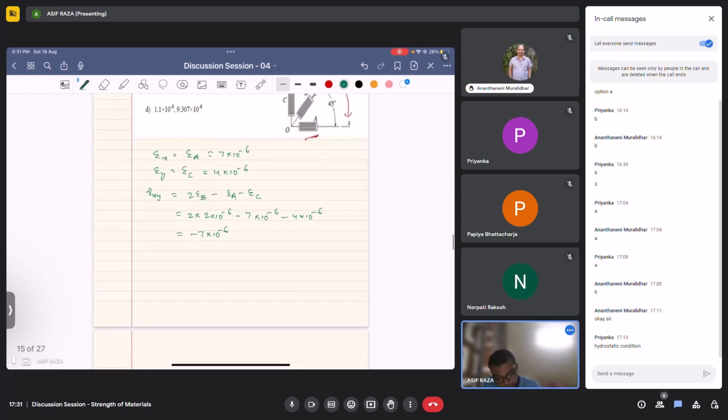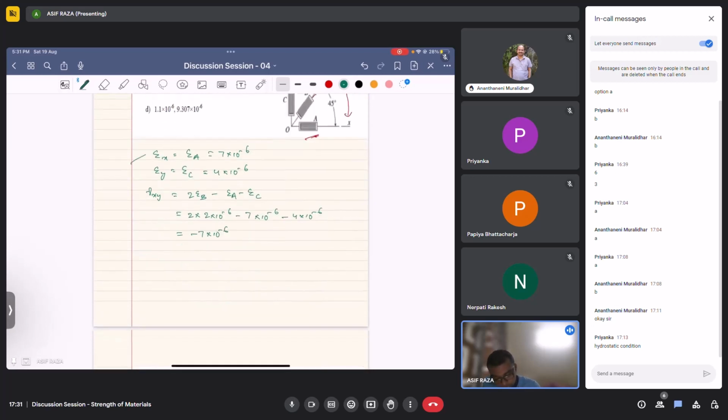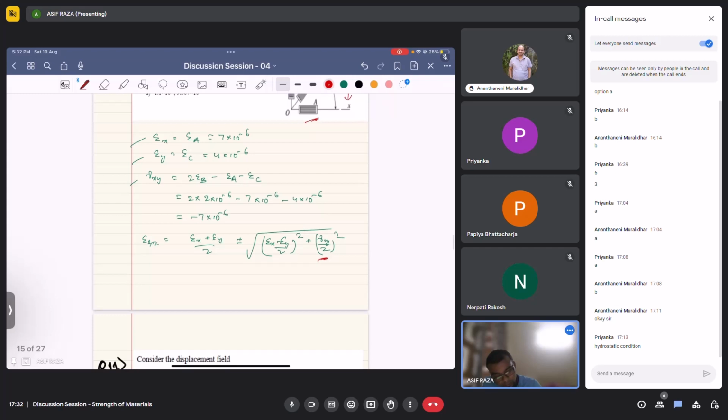Since we know epsilon x, epsilon y, and gamma xy, the principal strain would be equal to epsilon x plus epsilon y by 2 plus or minus root of epsilon x minus epsilon y by 2 whole square plus gamma xy by 2 whole square. Don't forget the y here. So just substitute the values. This would be equal to 7 plus 4, 11 by 2.